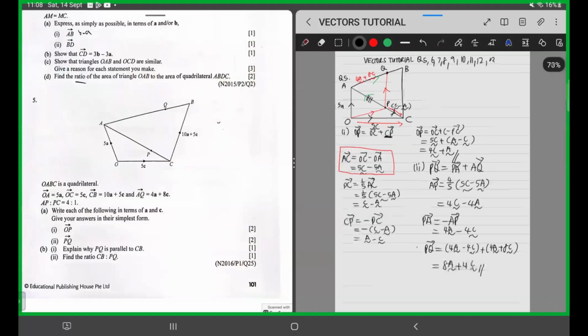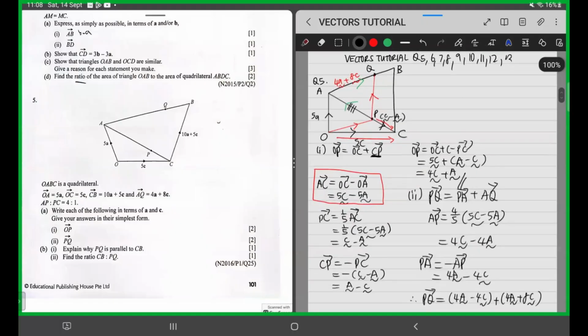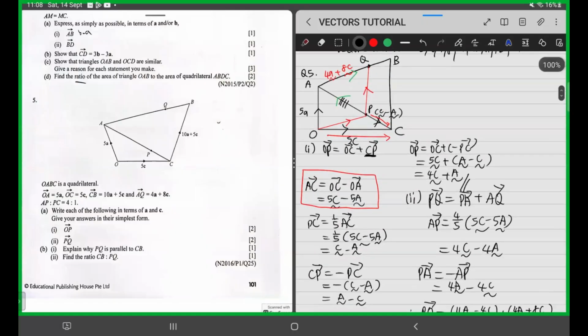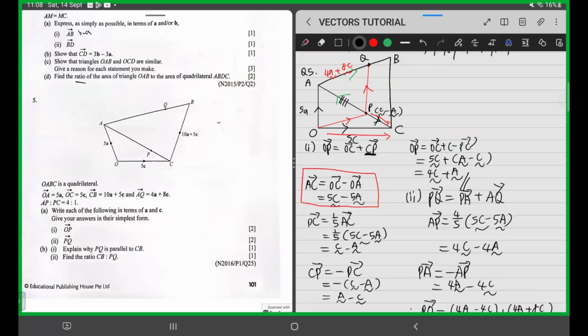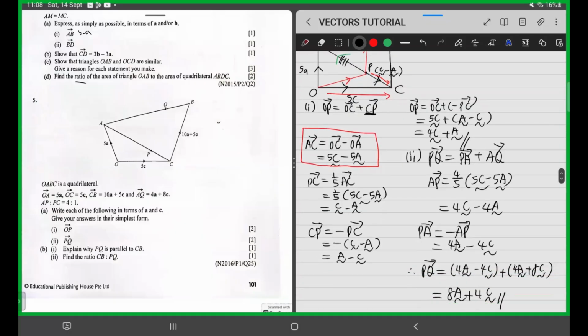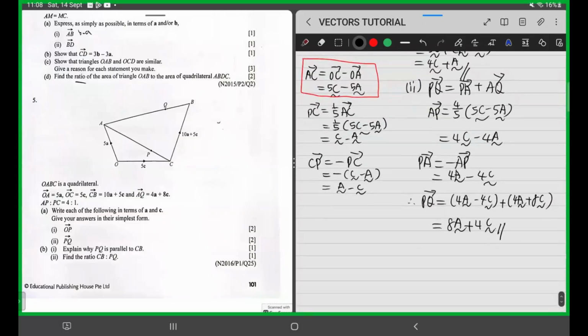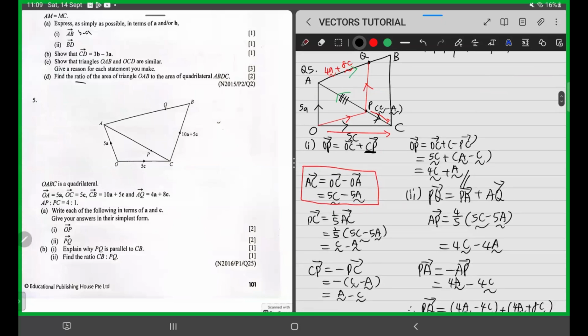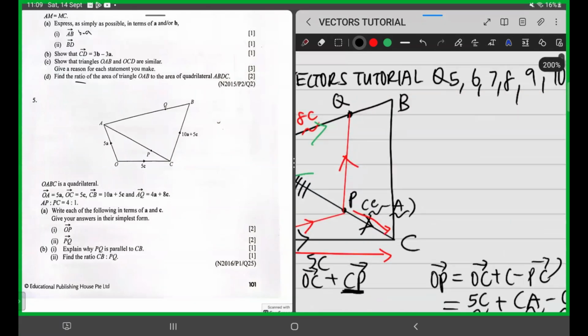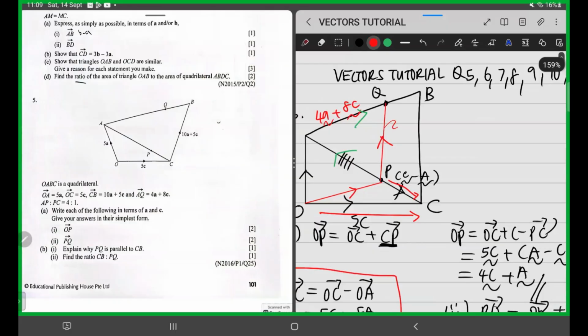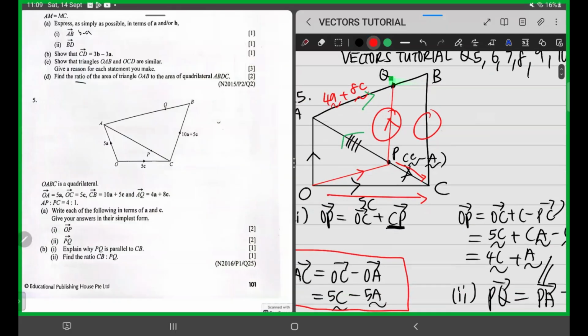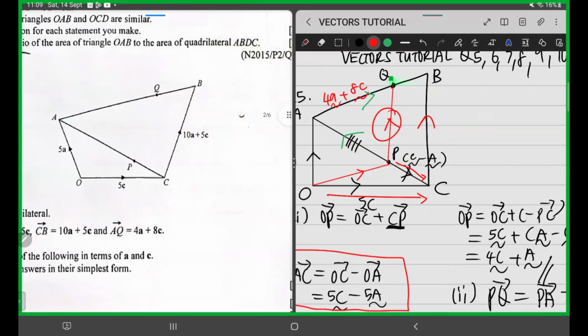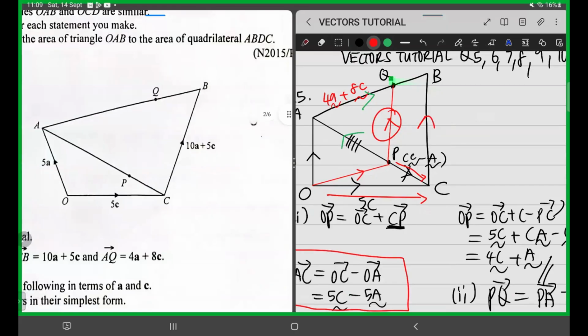So in math, vectors is just flipping of directions and then addition, subtraction. That's it. So draw it out. It really helps a lot. Then now they say explain why PQ is parallel to CB. So explain why PQ, this one, is parallel to this one, CB. My drawing is a bit off, but they explain why are they parallel.